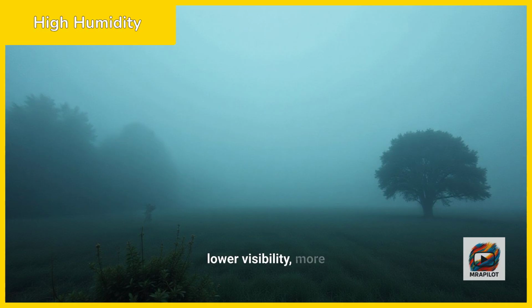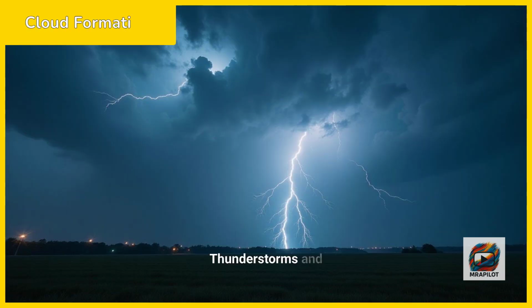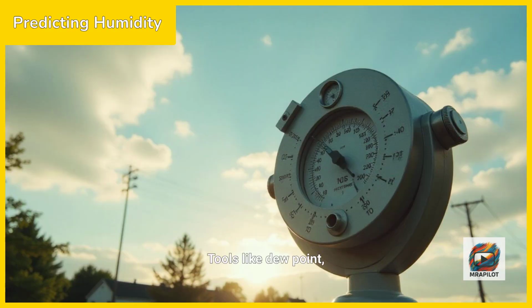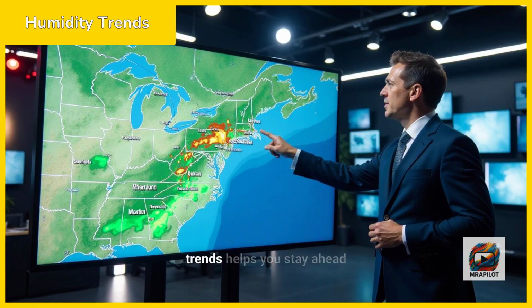Let's recap what we've covered. Moisture drives cloud formation, storms, and icing. High humidity equals lower visibility, more fog, more risk. Thunderstorms and stratiform layers form differently, but both require moisture. Tools like dew point, METARs, and satellite help predict humid conditions. Recognizing humidity trends helps you stay ahead of the weather.